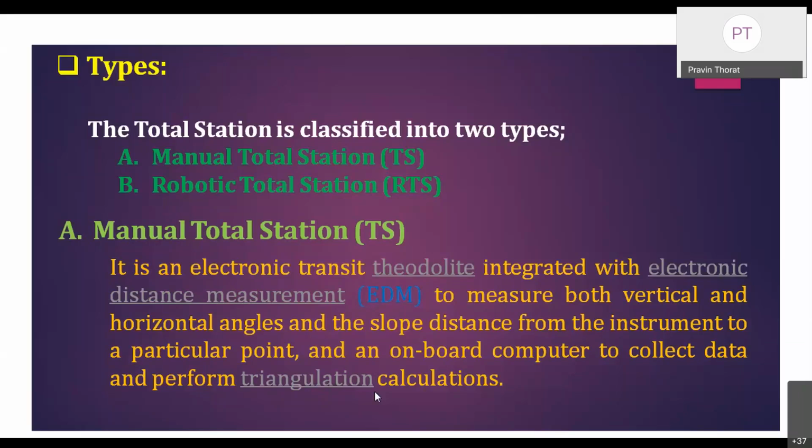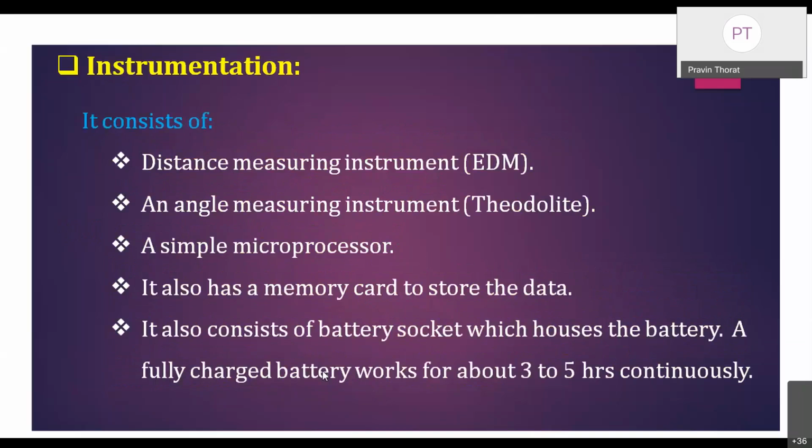From the instrument to a particular point and an onboard computer to collect calculation. The instrument consists of a distance unit, an angle measuring instrument, that is theodolite, and a simple microprocessor for processing all collected data. It also has a memory card to store the data. While performing surveying operations, we cannot directly store the data on a computer. We have to store it in a specific manner, like a memory card provided with the instrument. It also consists of a battery socket which holds the battery, a fully charged battery which will work for about 3 to 5 hours continuously for any type of project or surveying work. We require a minimum of 3 to 5 hours for completing the task.